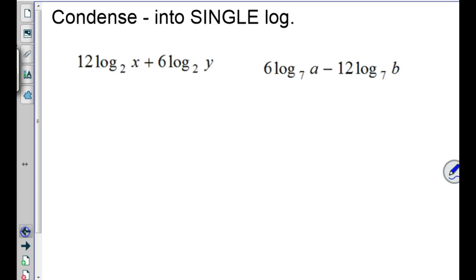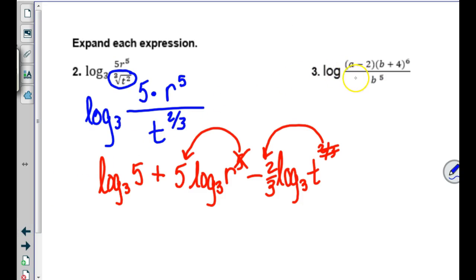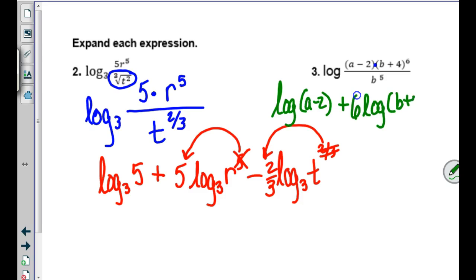So going back to this lovely question, we have this quantity times this quantity to the 6th divided by this to the 5th. Anybody think they can handle that one? What you got? So you write log of a minus 2, then the times in there becomes plus. Is that a 6? Okay. And it's a log of b plus 4.